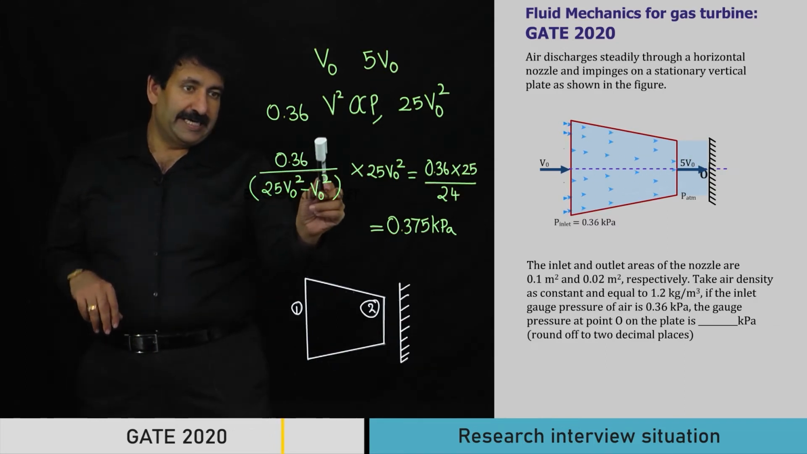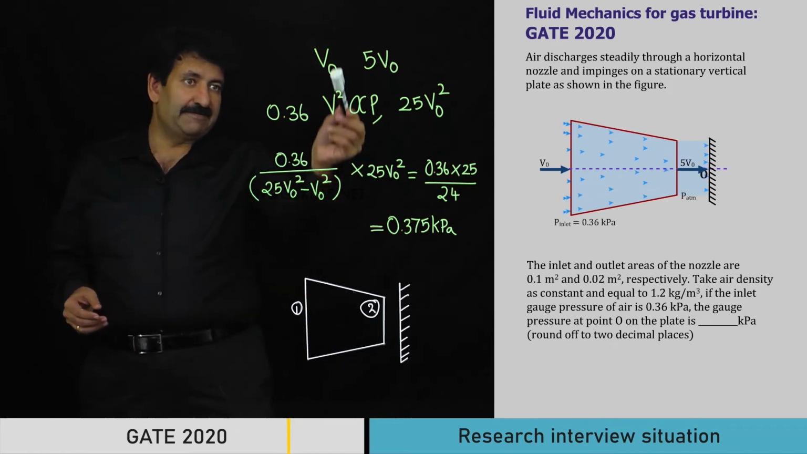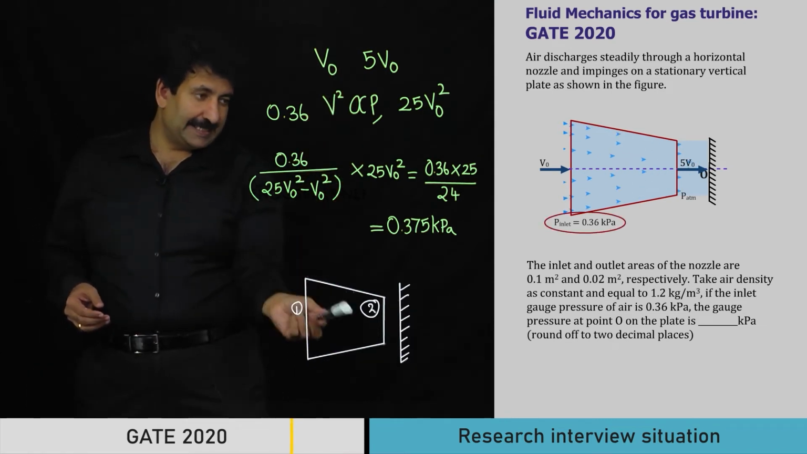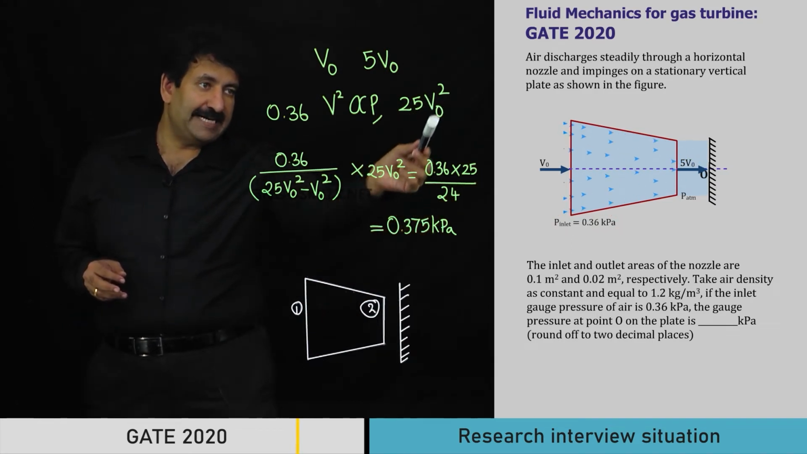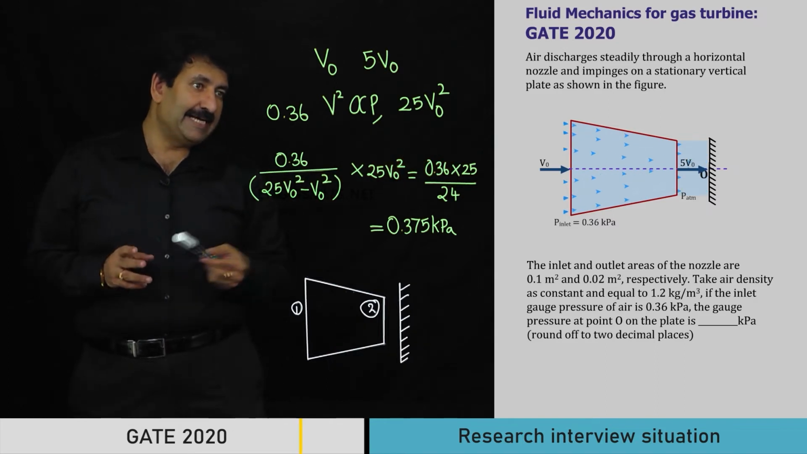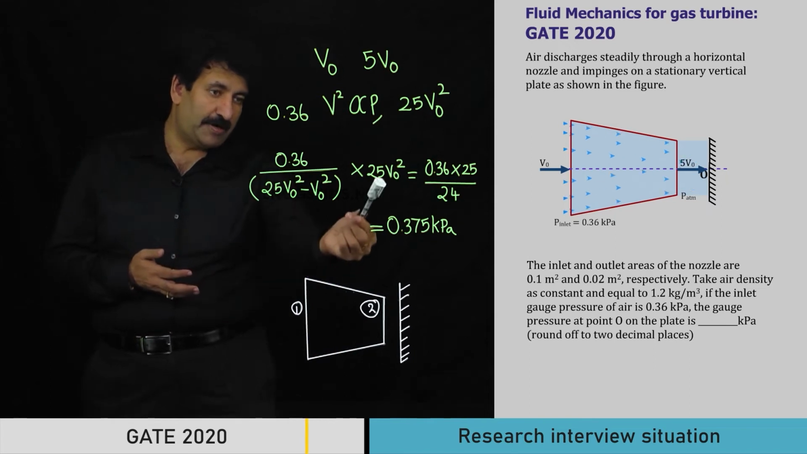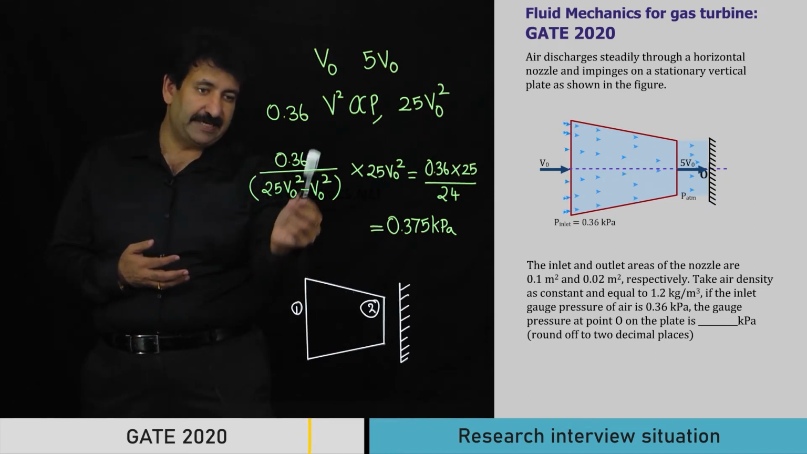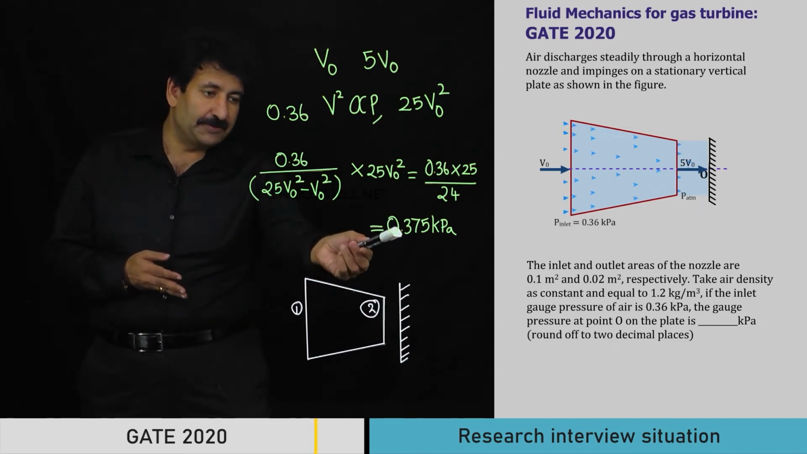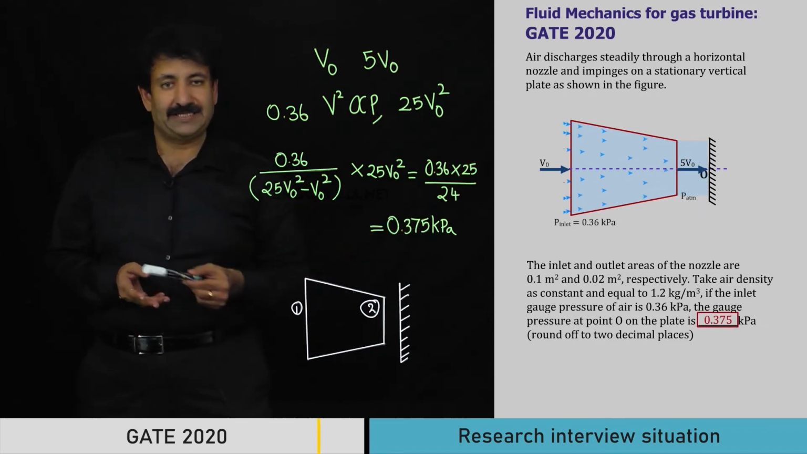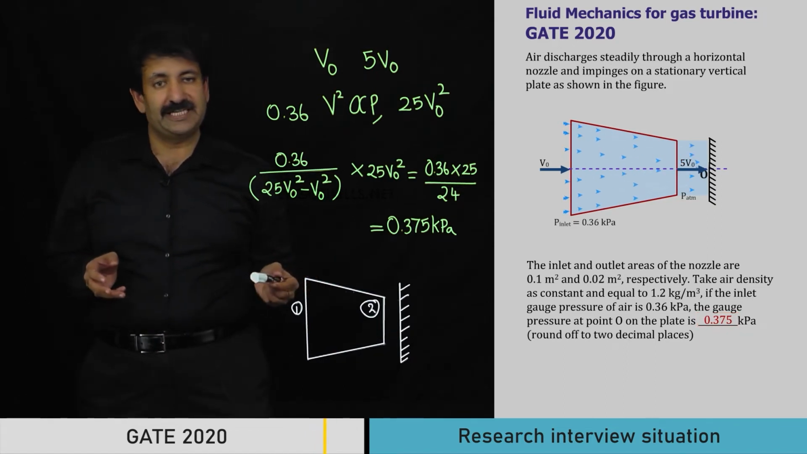So we know the value of 24 V0 square, because initially it was V0 square plus the pressure. So therefore 25, if I split into V0 square and 24 V0 square, then 24 obviously refers to 0.36 kilopascal. What about 25? If 24 is this pressure, what about 25? A basic calculation, and that gives you 0.375 kilopascal. You don't have to apply any Bernoulli's equation, any continuity equation.